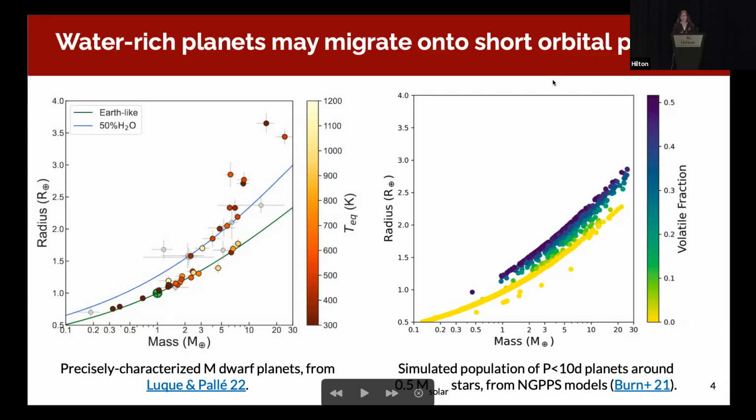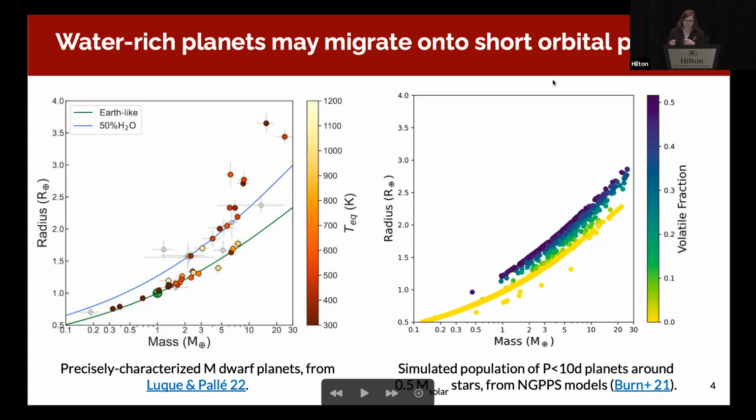You can see that a lot of them seem to be consistent roughly with Earth-like composition, while another population of them seem to be roughly consistent with being about 50% water. Now, you might be wondering, how are we getting all these 50% water planets if I just said that we don't really expect volatile rich planets to form in this regime? There's a couple of potential explanations.